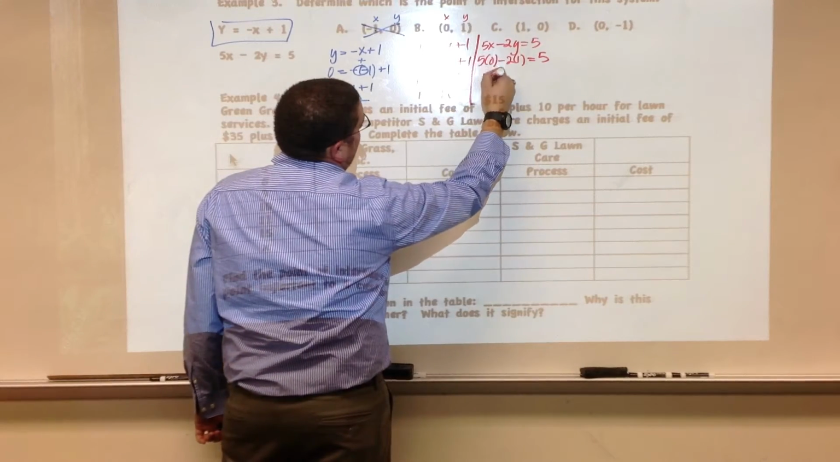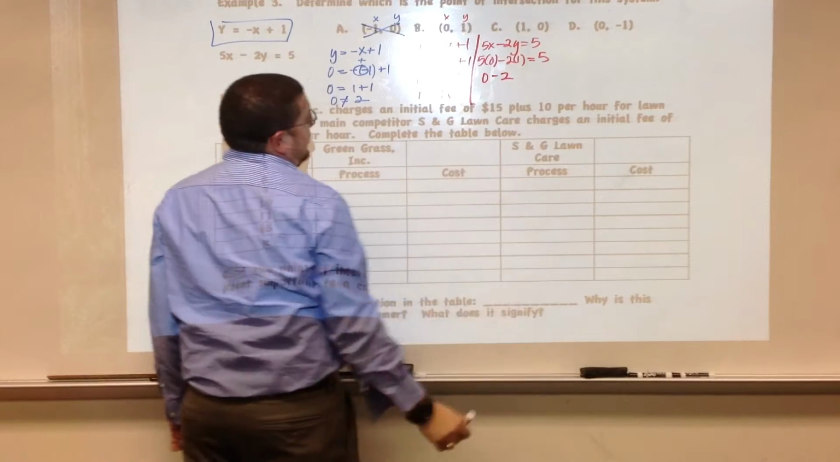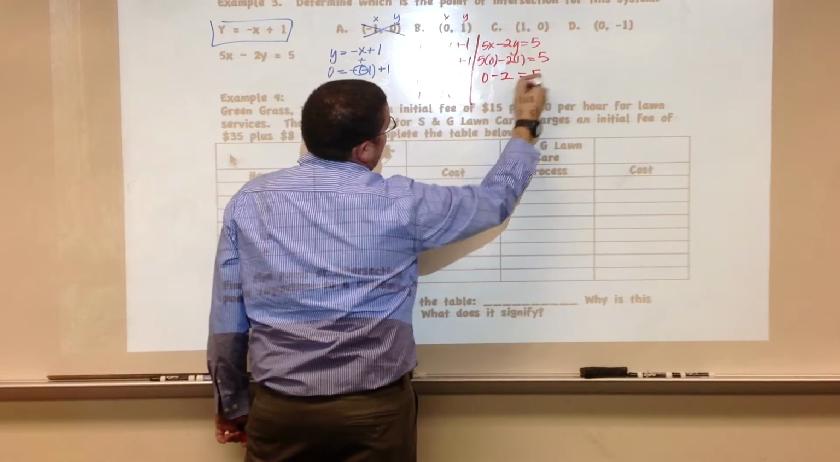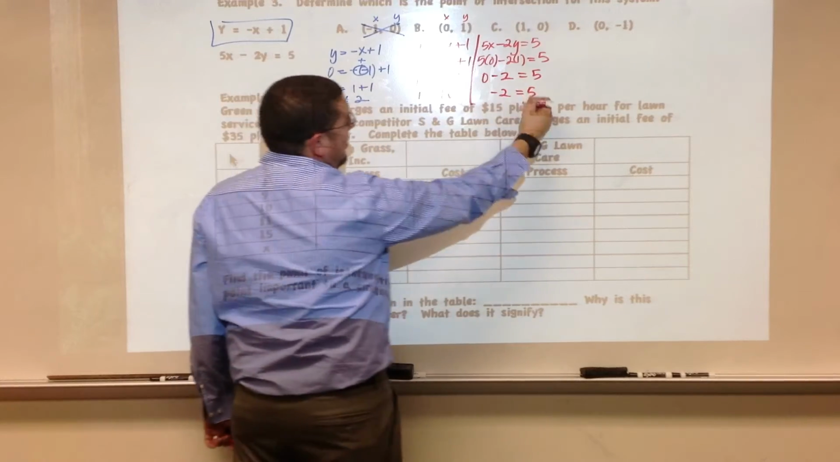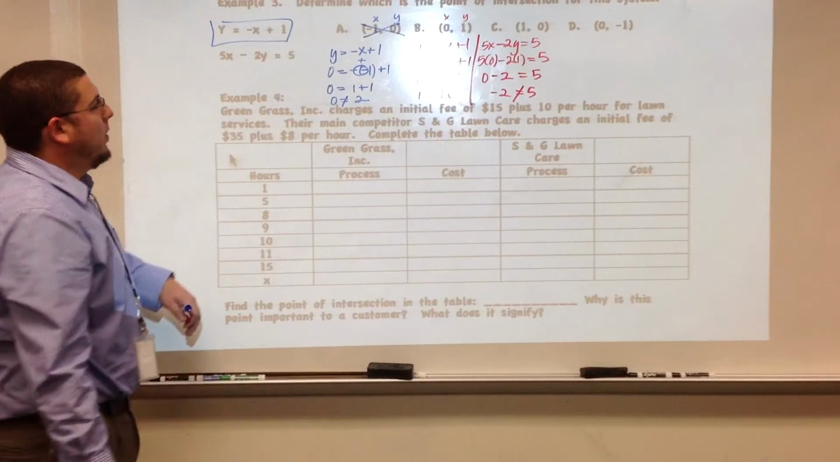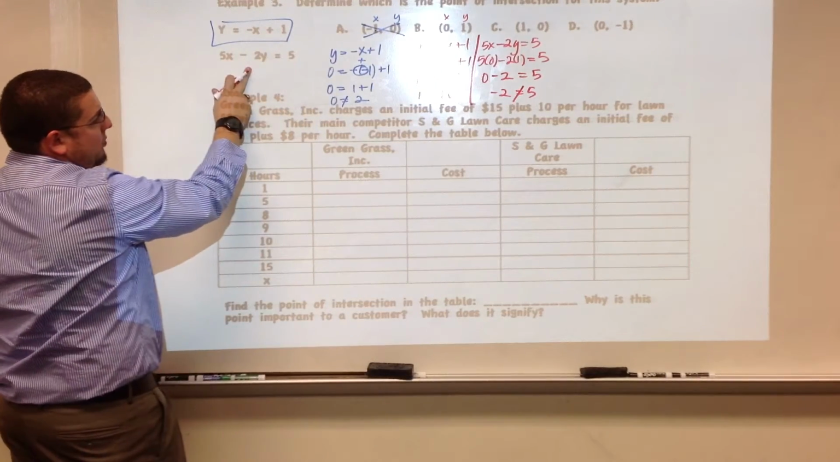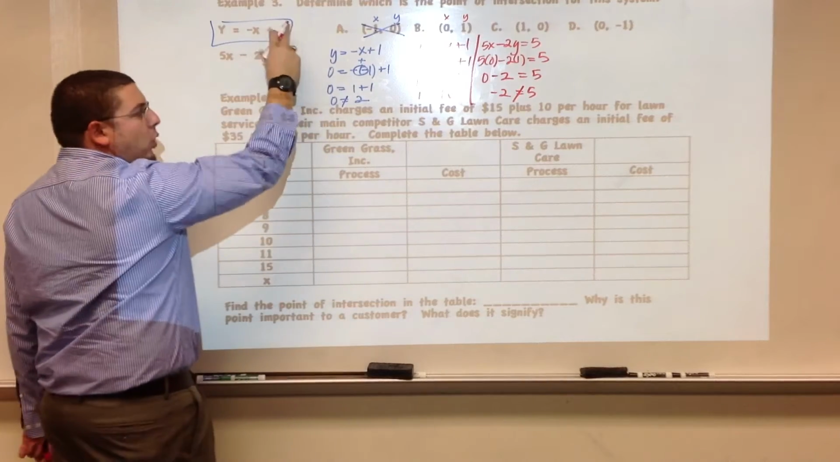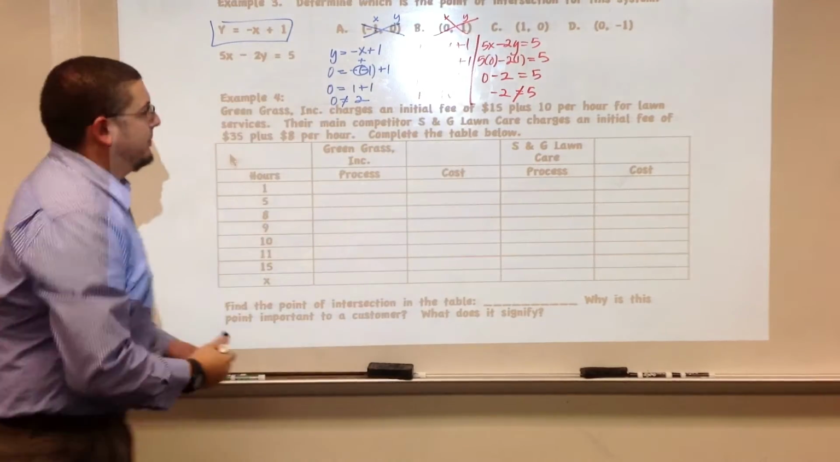5 times 0 is 0. Negative 2 times 1 is negative 2. Equals 5. So 0 minus 2 is negative 2 equals 5. Negative 2 does not equal 5, so that doesn't make sense. So b works for this one, but does not work for this one. It has to work for both. So b is out. So b is not our answer.